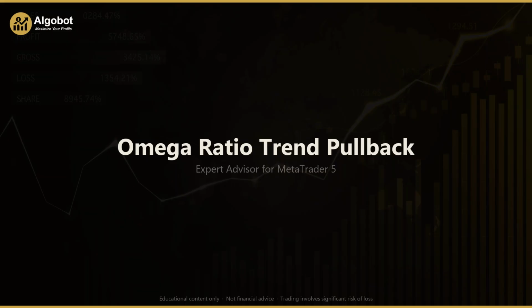In this session, we're going to unpack an expert advisor for MetaTrader 5 called the Omega Ratio Trend Pullback. This strategy is built around a lesser-known statistical measure called the Omega Ratio, a probability-weighted gauge of gains versus losses, and it pairs that idea with a classic pullback continuation approach. By the end of this video, you'll understand how the strategy reads market conviction, how it waits for a shallow dip inside a trend, and how it manages every trade with volatility-based stops. Let's get started, and remember, this is educational information only.